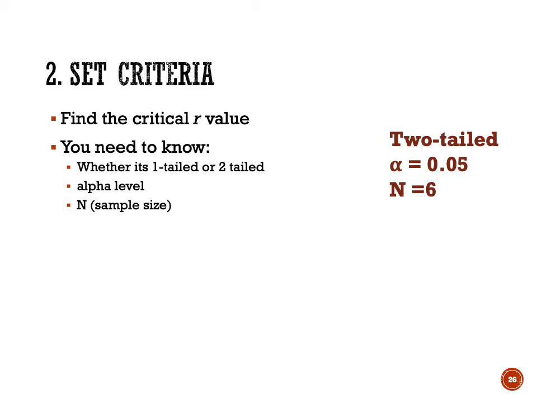So we've already established that the example we have is a two-tailed hypothesis. We can establish an alpha level of 0.05 because we haven't been told otherwise. That's kind of our default. And our sample size, or our N, was 6 students. So we have all the information. Now we're ready to read the chart and find the critical value.